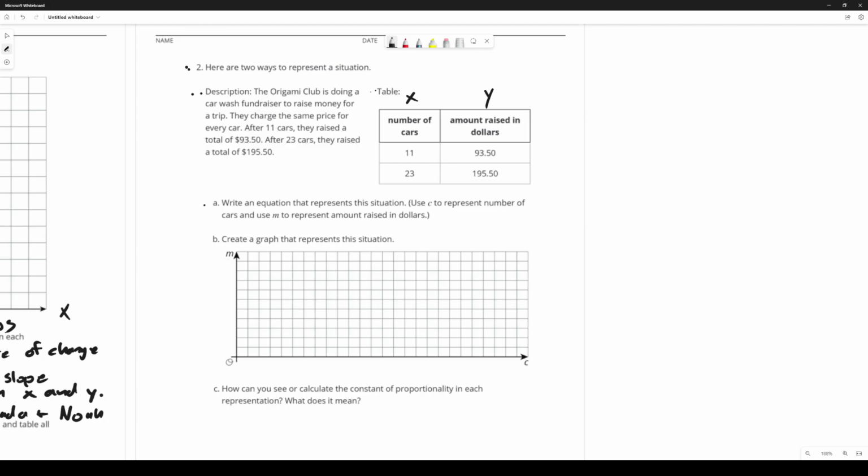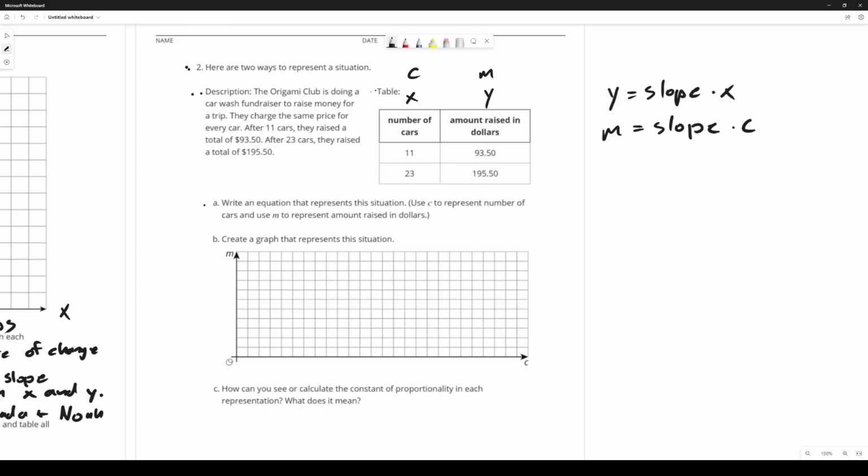Letter A says to write an equation that represents this situation. Use C to represent the number of cars and M to represent the amount raised in dollars. So they're going to want the equation to use C for my X value and M for my Y value. And remember, our equation is going to look like this: Y equals slope times X. In this case, it's going to be M equals slope times C. All right, so we need to find our slope.